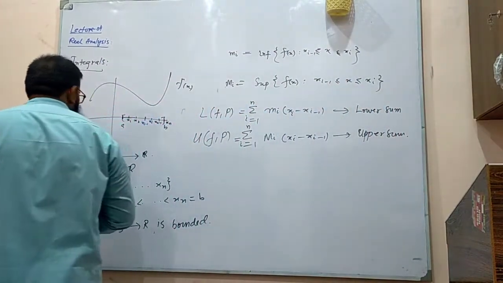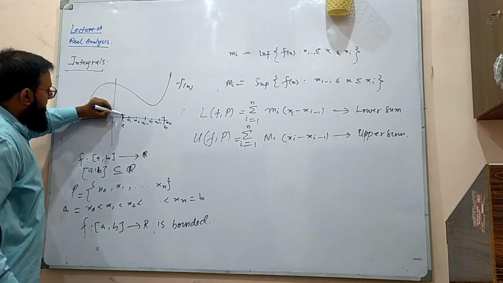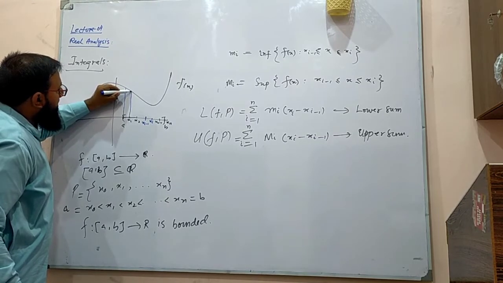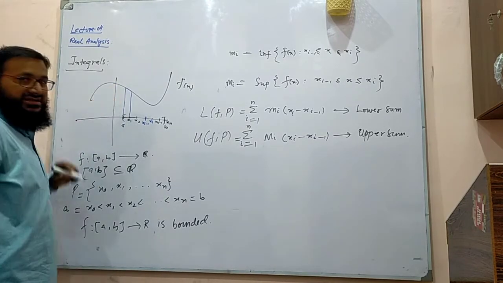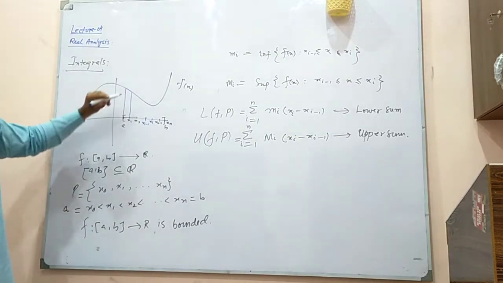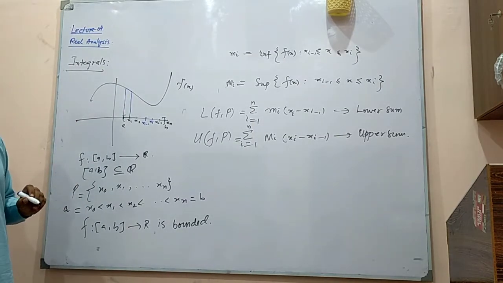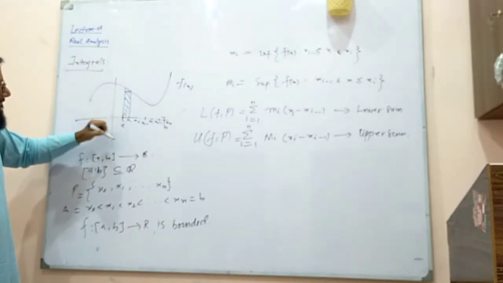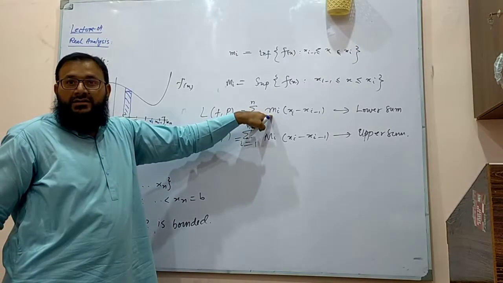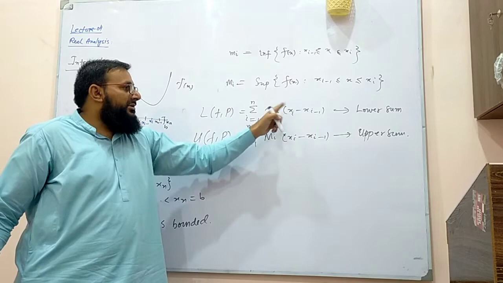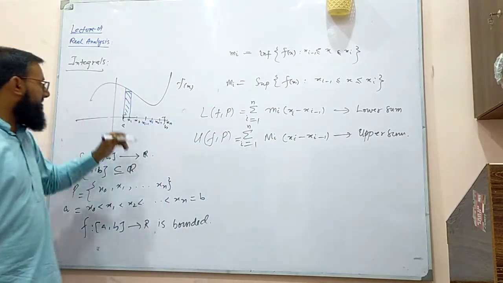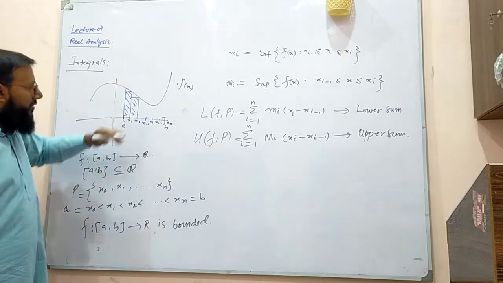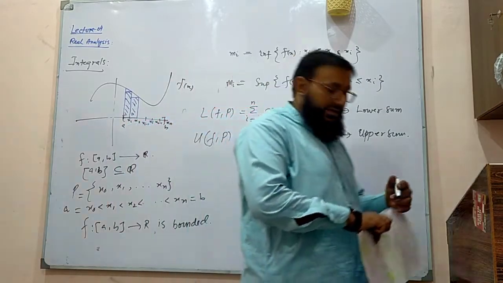What is the difference between the lower sum and upper sum? Basically, within this interval, you can see these are the values of my function. What is going to be the infimum of these values? That lies here. So I am taking this value and I am simply finding out this area. This area is small mi, and I am adding all these small mi's. It means I am finding the areas below the graph of the function.